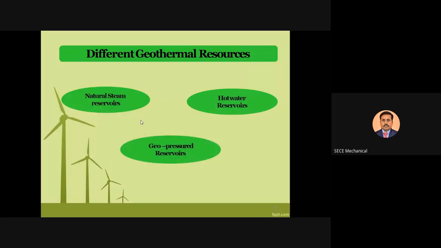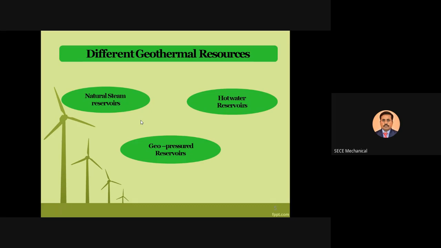Next, different types of geothermal resources. What are the different types of geothermal resources? There are three different types of geothermal resources. One is the natural steam reservoir. So naturally hot steam may be available. That is the first one.